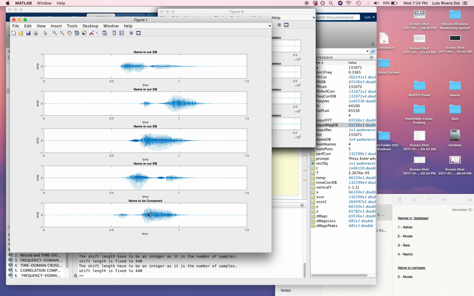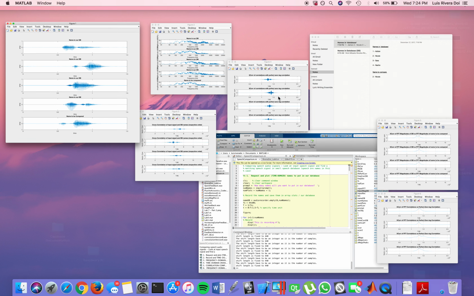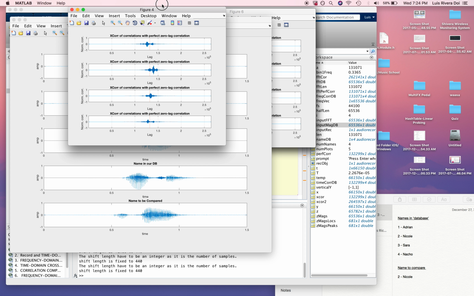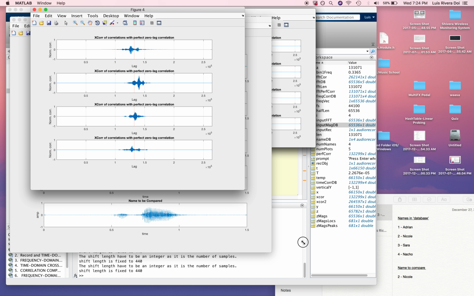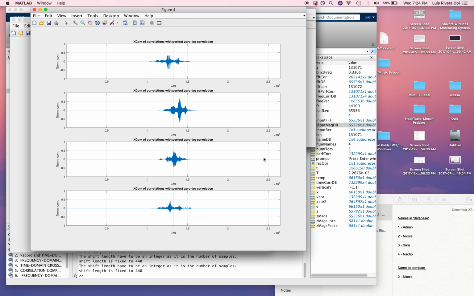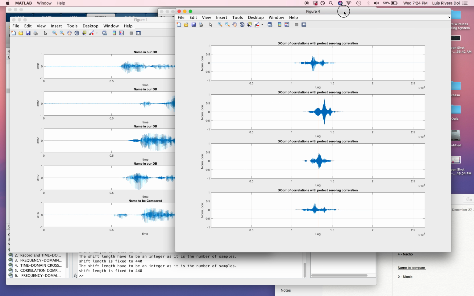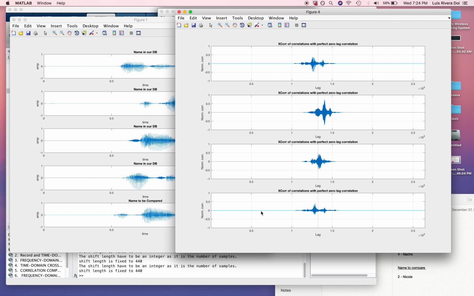As you can see, the name to be compared, the one that I said, Nicole, the second time, its waveform looks closest to the second slot here, which is Nicole again. So let's see what we were given. These correspond to the slots 1, 2, 3, and 4. So this is the correlation of the name I wanted to compare, Nicole, with Adrian.